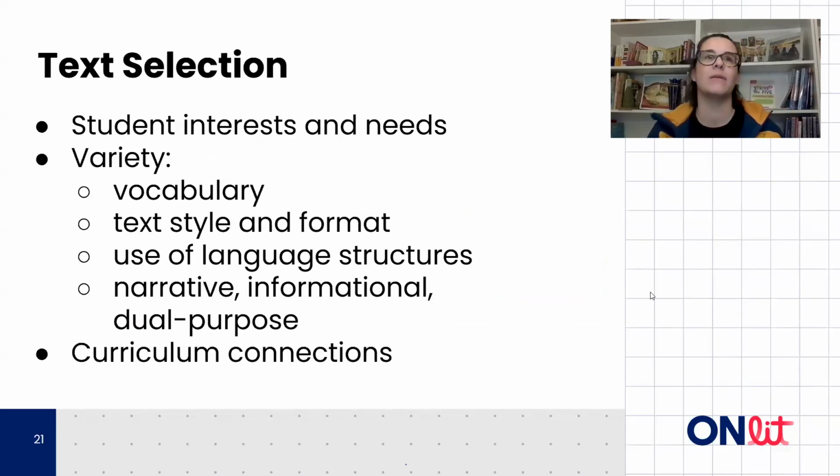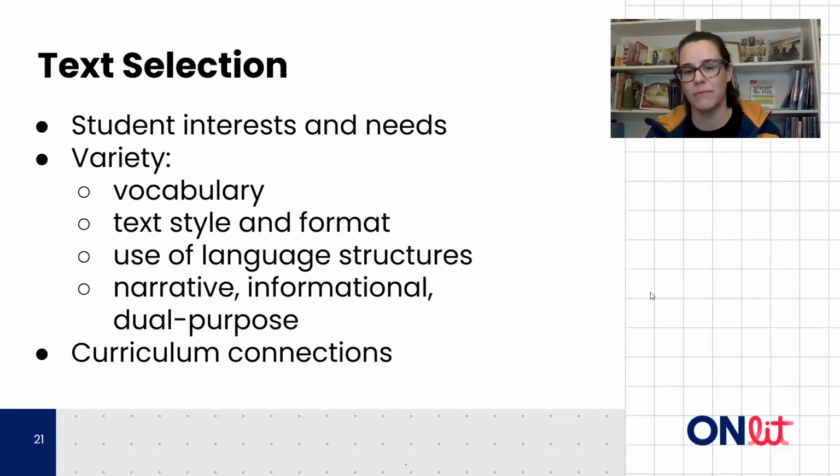So again, when we're thinking about that text selection, it's also okay to think about their own student interests and needs. I told you at the beginning that sometimes I let the kids pick the book, and that's a way to bring in that excitement. Again, we want to think about the vocabulary, choosing books that have different styles or formats. We want to make sure that there's a lot of variety in the language structures that are used. And again, thinking about using those narrative texts.